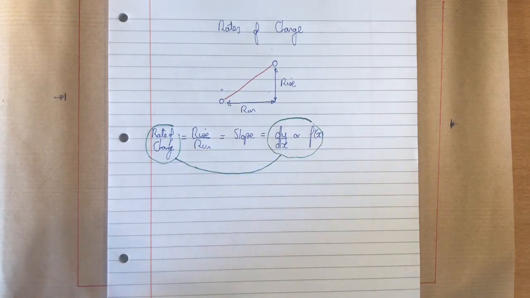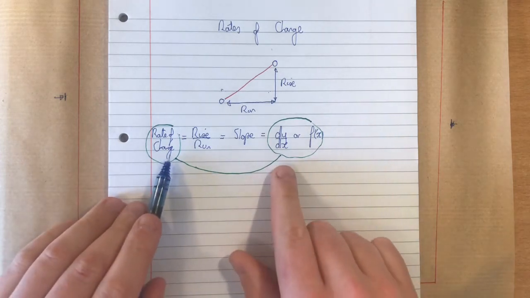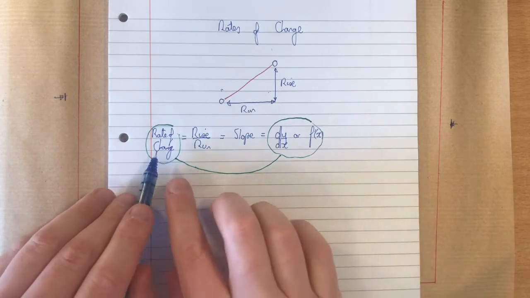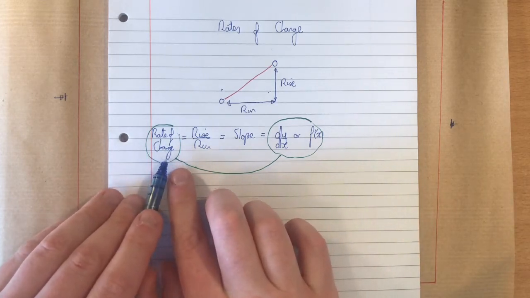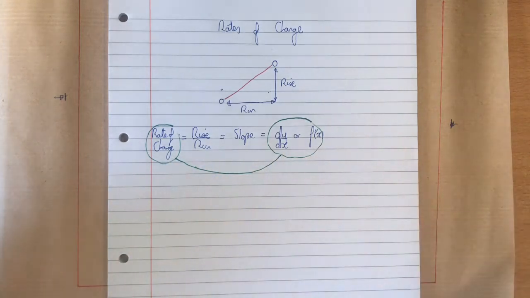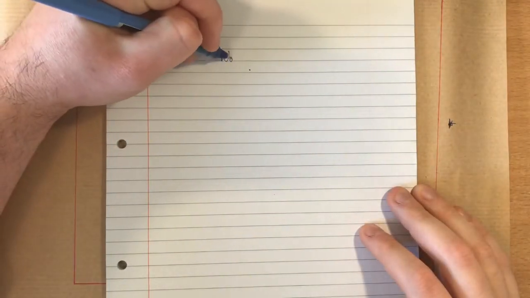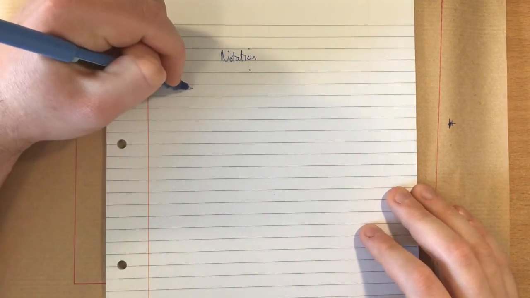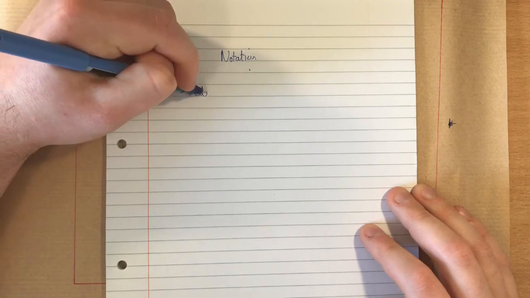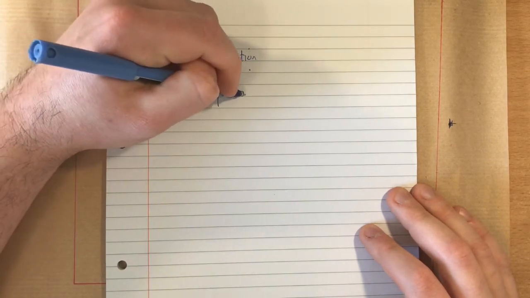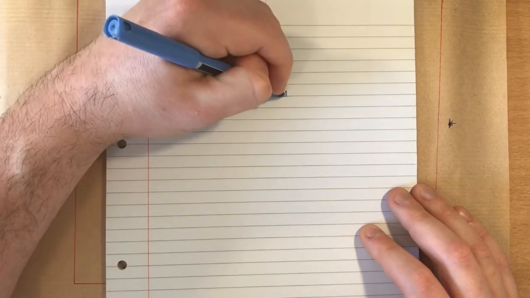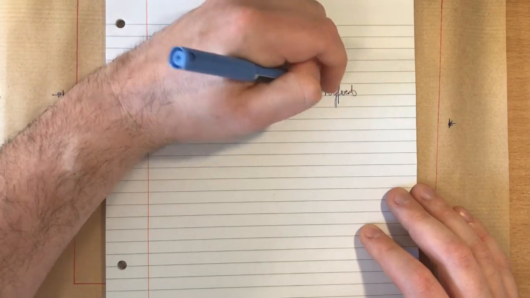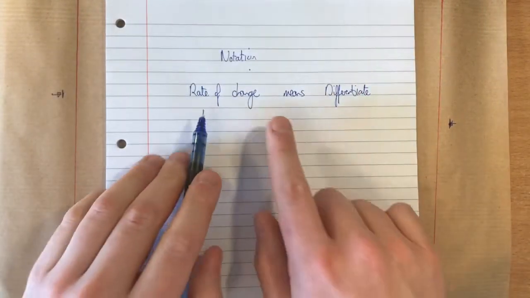Okay, so that's really the concept that we need to grasp today. If we want to find how quickly something is changing with respect to something else, i.e. its rate of change, that means we differentiate it. So just a quick look at notation. So I just told you there that rate of change means differentiate. Okay, rate of change means differentiate.